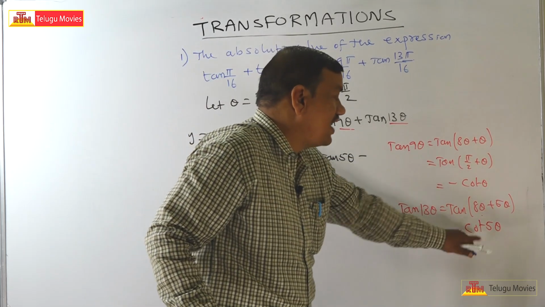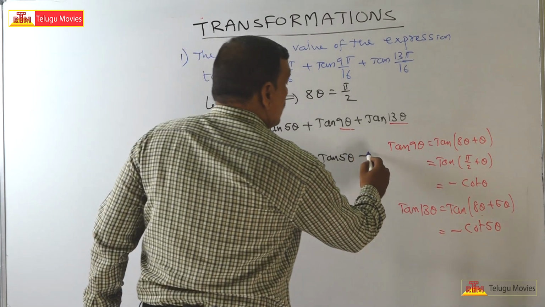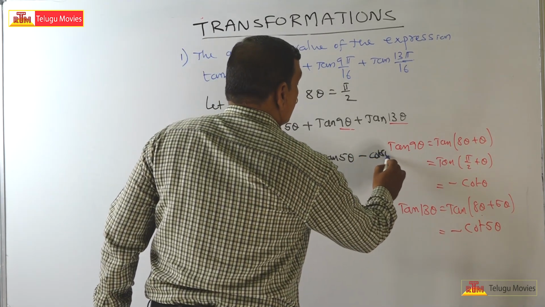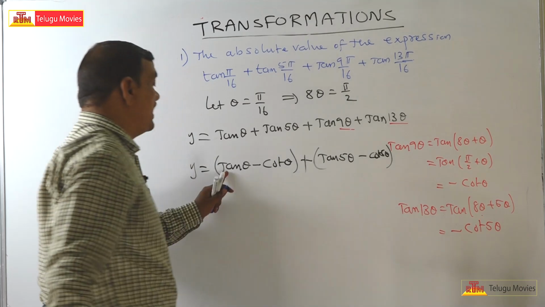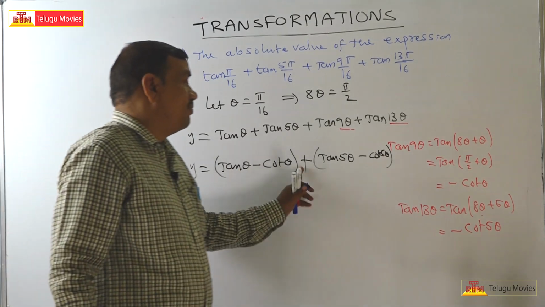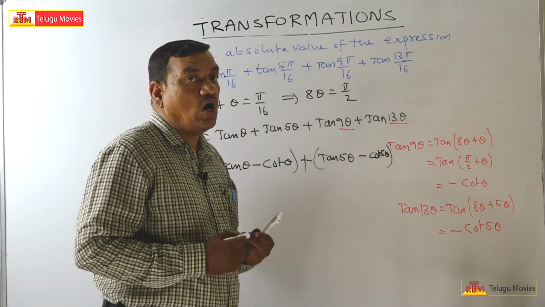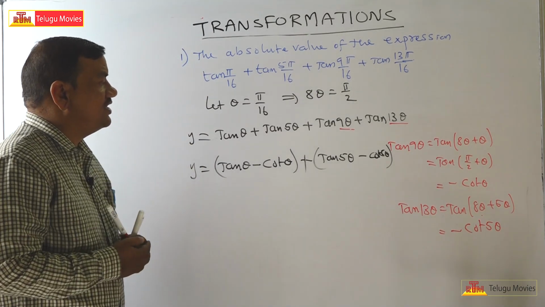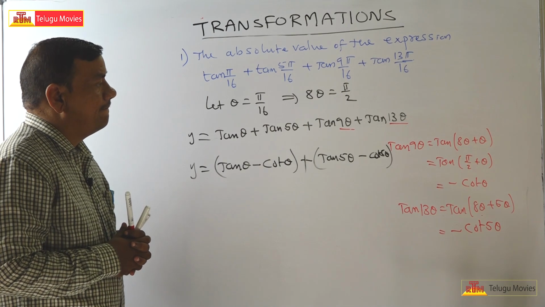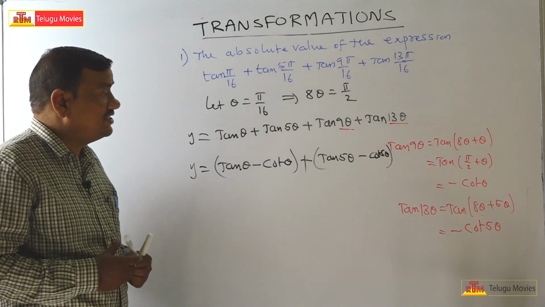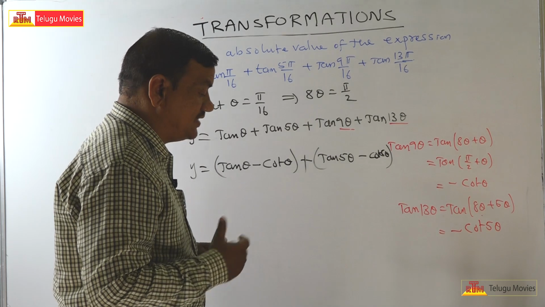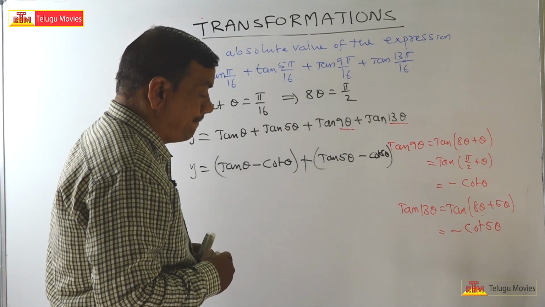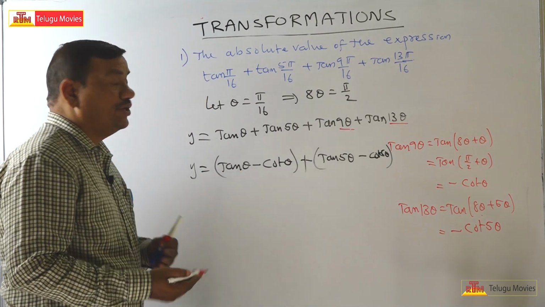Tan 13 theta minus cot 5 theta. Okay, tan theta minus cot theta plus tan 5 theta minus cot 5 theta. Very nice. Again, this can be changed further, we can still reduce it.